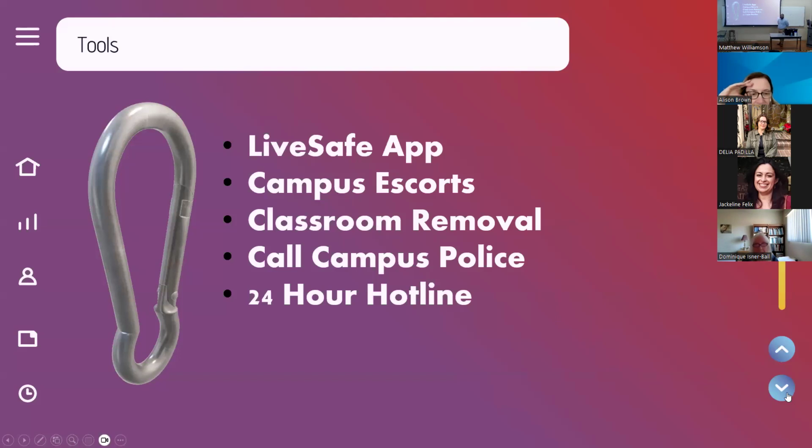Campus escorts: if you ever feel like you need an escort to your car, that is available to you through our police and through the LiveSafe app. We'd also like you to call about 15 minutes in advance. Let's say the officer, the CSO, is at CMD and has to drive from CMD to here. You might wonder, where is this person? Why are they taking so long? Well, it's because they have to come from one location to another. So we always say, let's do that.